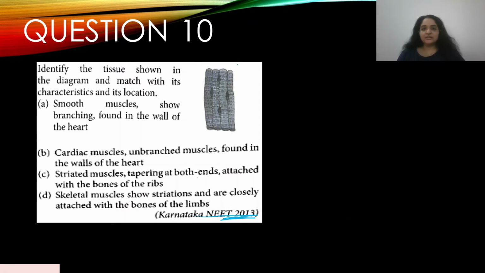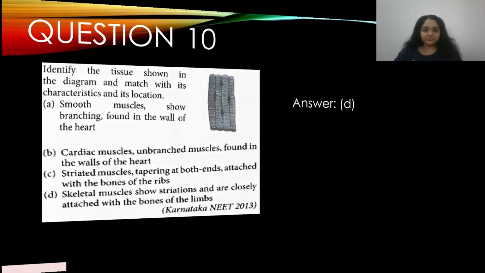Okay, so clearly in this diagram what we see is skeletal muscles, so that's striated muscle. So it should be D. Skeletal muscles show striations and are closely attached with the bones of the limbs. So the answer is D.